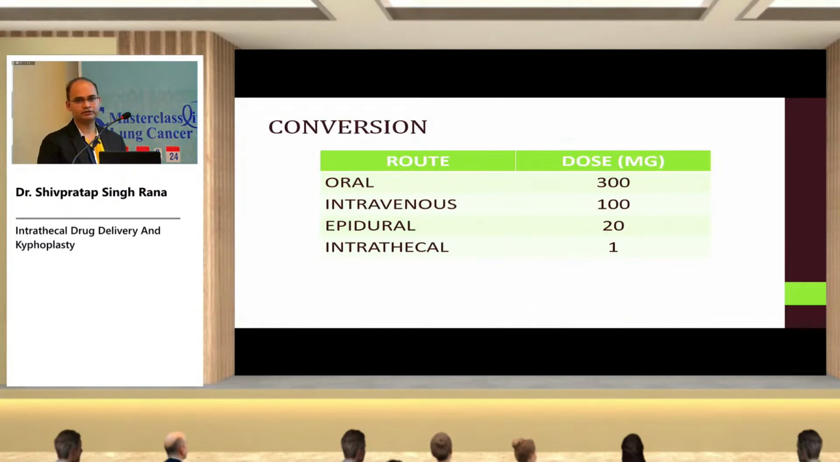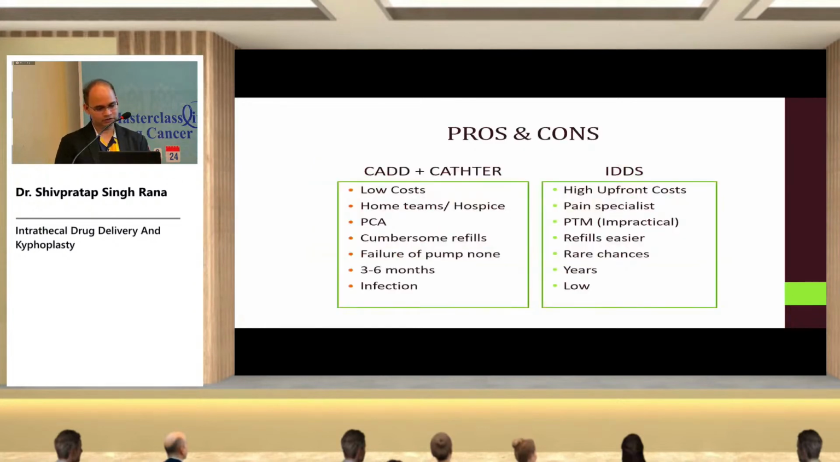An important thing to remember is the dose conversion of opioids. The oral to intrathecal dose of morphine: 300 milligrams of oral morphine is equivalent to 1 milligram of intrathecal morphine, with fewer side effects. Intravenous to intrathecal is 100 to 1, and epidural to intrathecal is 20 to 1. So this is the dose conversion, readily available.